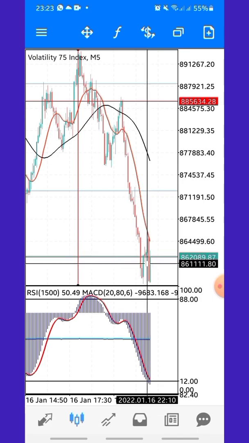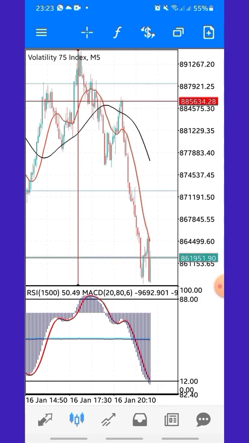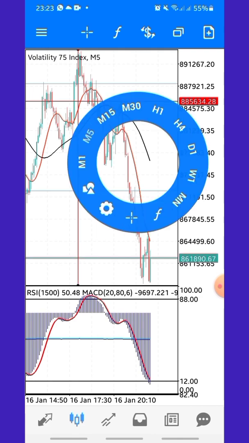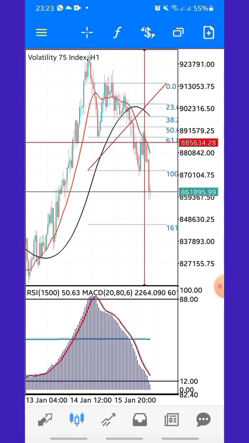Alright, let's look at another tool for trading price action on our higher time frame. Let's say for instance you are not a Fibonacci retracement trader. Let me just delete all these tools.